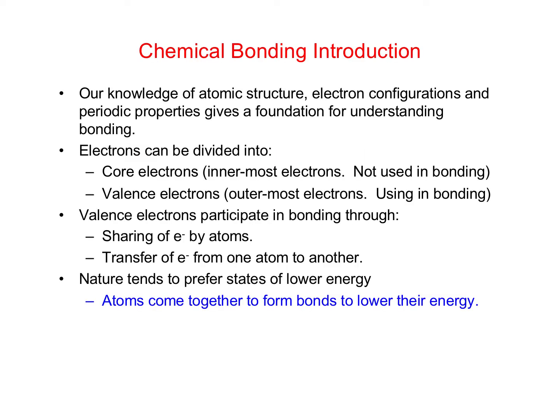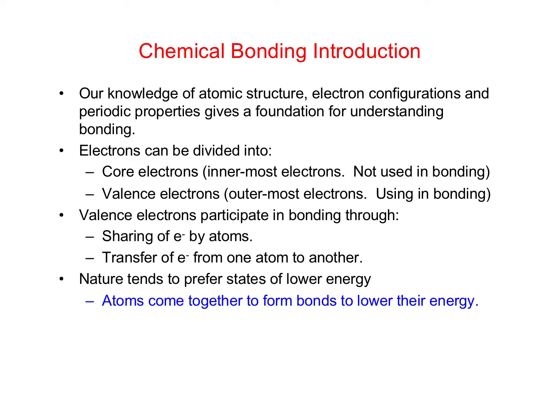In this video, we're going to review some information about chemical bonding that we've learned before, and then also talk about a new concept called electronegativity that's very important to chemical bonding. So a lot of topics that we've covered previously help inform what we know about chemical bonds. And so atomic structure, electron configurations, periodic properties, all of these things influence our understanding of chemical bonding.